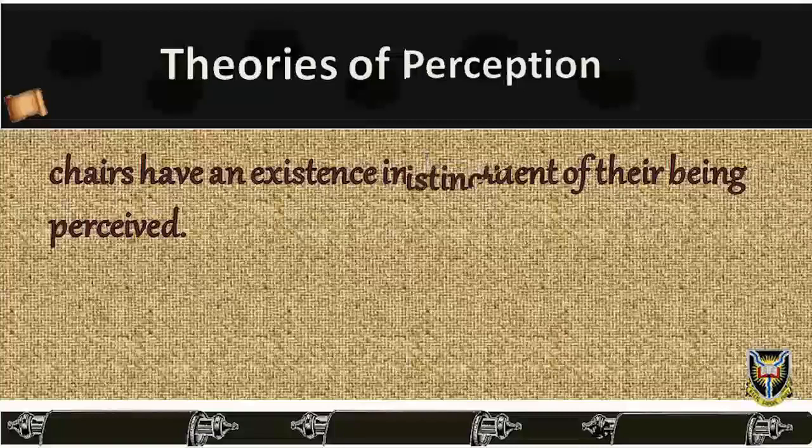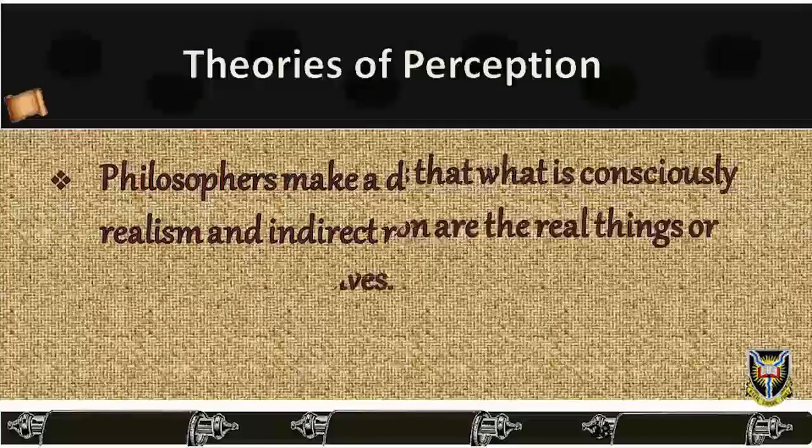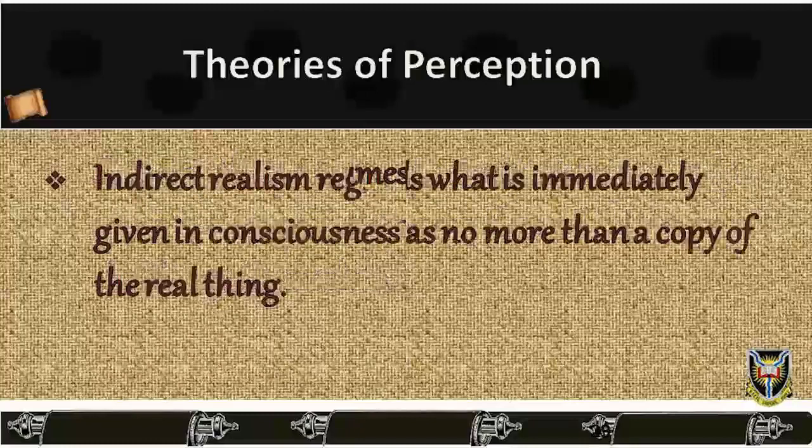More often than not, philosophers make a distinction between direct realism and indirect realism. Direct realism assumes that what is consciously given to us in perception are the real things or the things themselves. Indirect realism, on the other hand, regards what is immediately given in consciousness as no more than a copy of the real thing. In essence, one can say that realism undoubtedly expresses man's attitude to the knowledge he possesses.